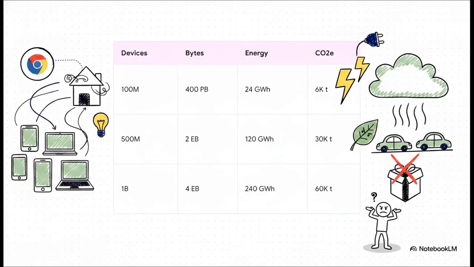Chrome has roughly 3.5 billion users globally. If we estimate a rollout to just 1 billion compatible devices, the total energy delivery hits 240 gigawatt-hours. To put that into perspective, that is the annual electricity consumption of 72,000 households. It generates 60,000 tons of CO2 emissions, which is roughly equivalent to putting 13,000 extra cars on the road for an entire year. And remember, all of this massive environmental impact is generated to distribute a file that users didn't ask for and mostly won't even use.